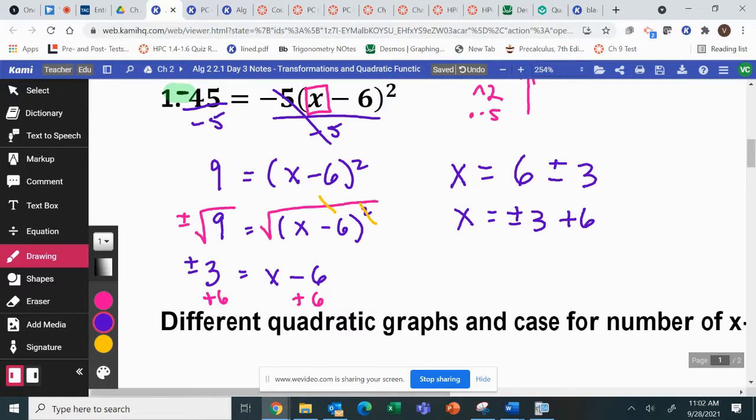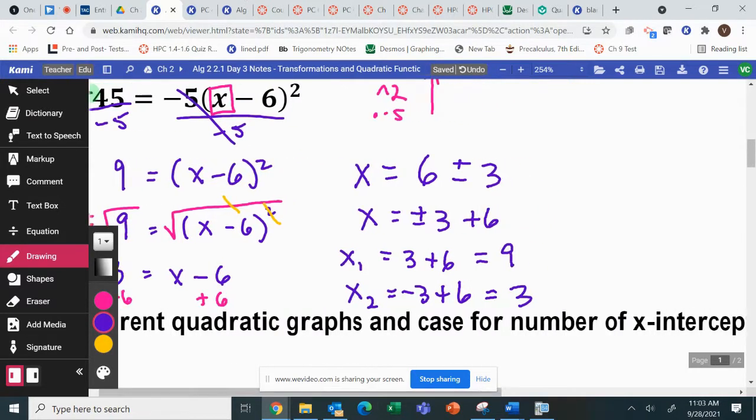Yes. So I'm answering two questions here. We've got one that is going to be a positive 3 plus 6, and a second one that's going to be a negative 3 plus 6. We've got both answers, and that's going to be two different answers. You are correct. So our first x1 is 9, and our second x2 is 3. So we have two different answers that make this statement true.